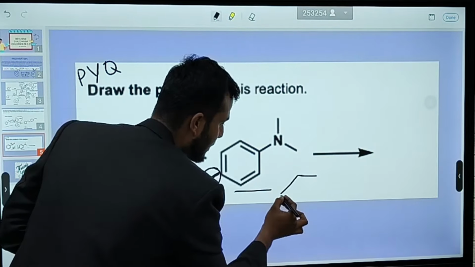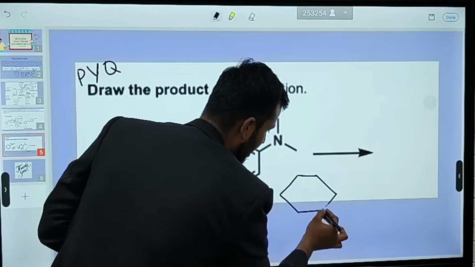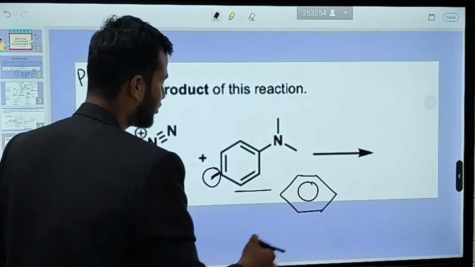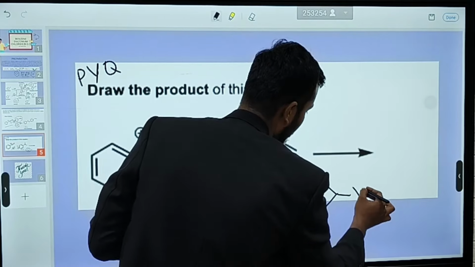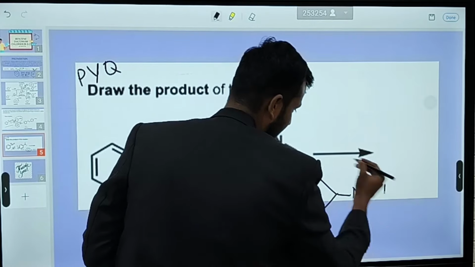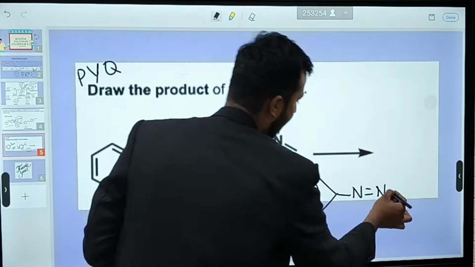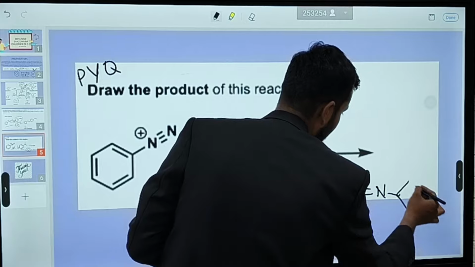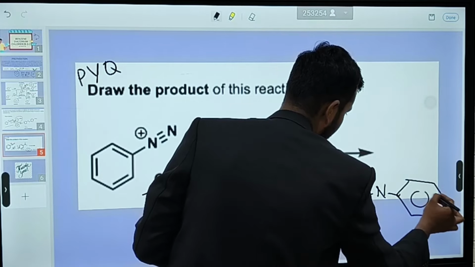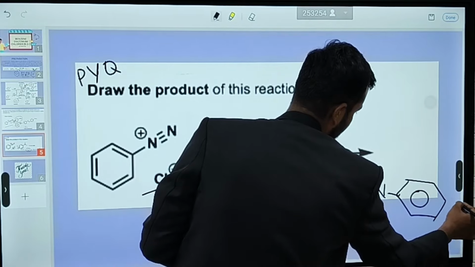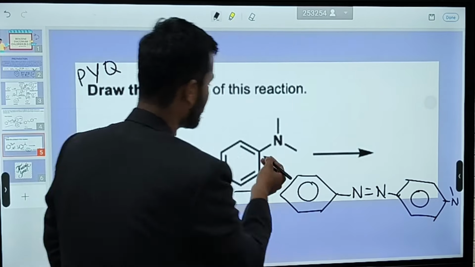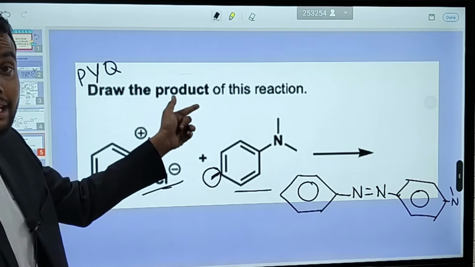Here we have a benzene ring, one benzene ring, clear. Then after that it will form an N double bond N. Azo compound formation happens, N double bond N, and we have another benzene ring with an N. What is the name of the molecule? Write the name in the comment section.